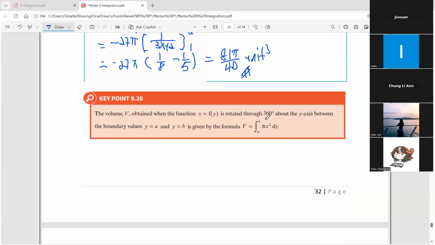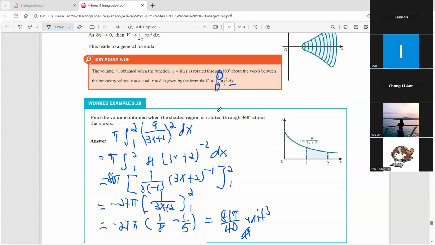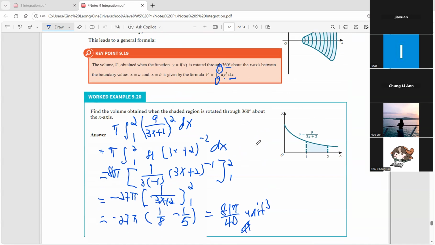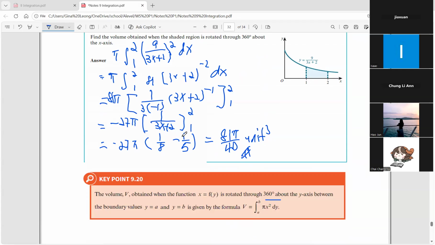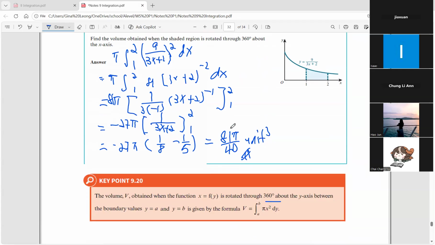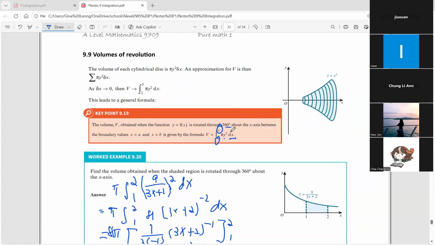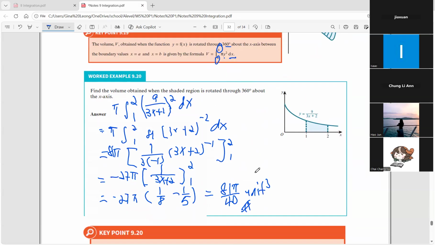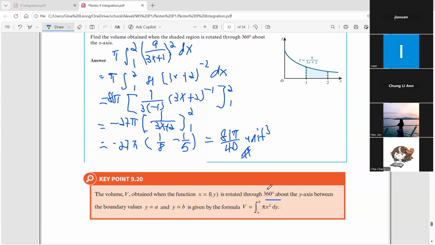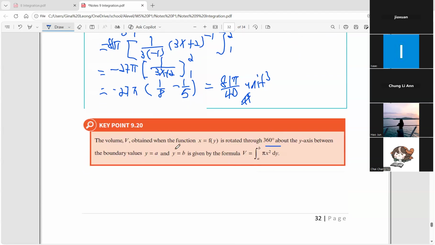Okay, this one he rotates 360. When it is 360, you can straight away use this one. Sometimes he can give you 180. So if he rotates 180, meaning you have to use this volume divided by 2. It's up to you how many degrees he rotates. 270 also can. 270 means you multiply by 3 over 4. 90, you multiply by 1 over 4. Something like that.